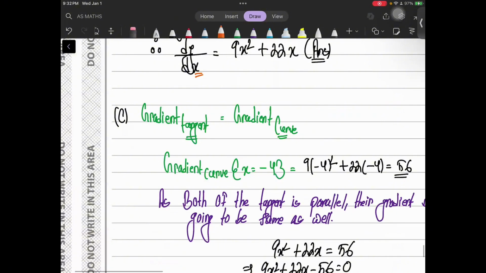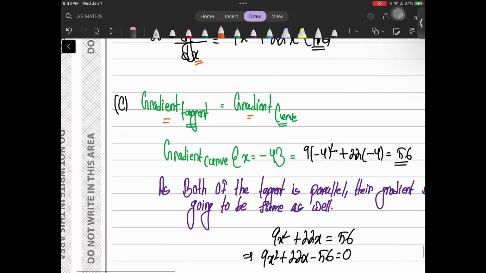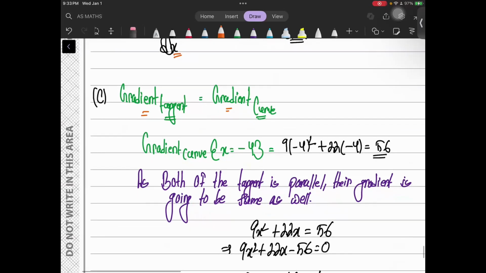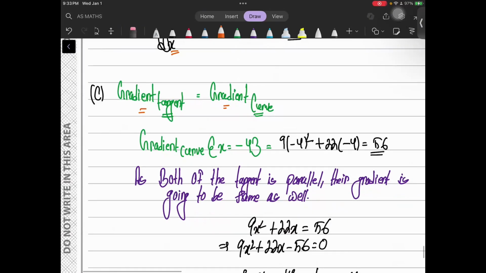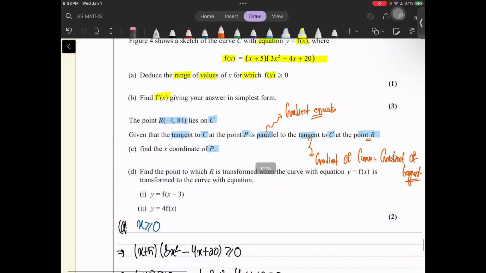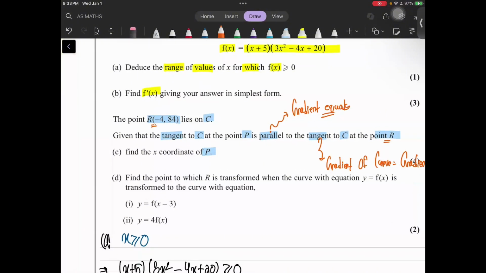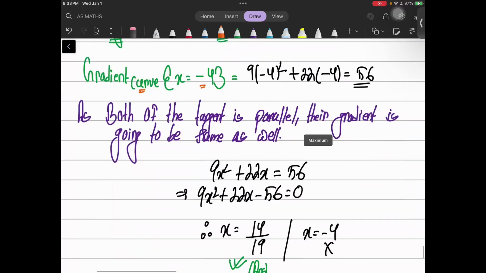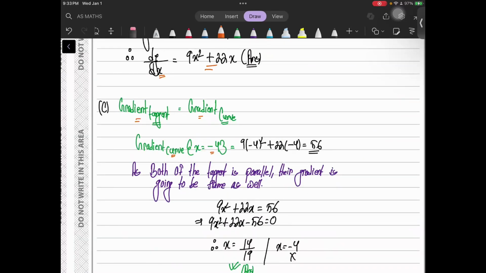It's a rule and you have to memorize that. So the gradient of the curve at x equals -4, this is at R. See the R. So the gradient of the curve at x equals -4 should be equal to this one. You have this equation of the gradient. You substitute x equals -4 in this equation and you obtain a gradient of 56.